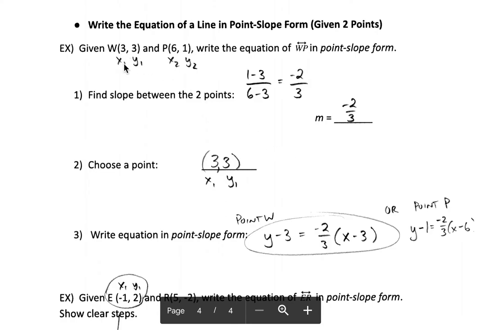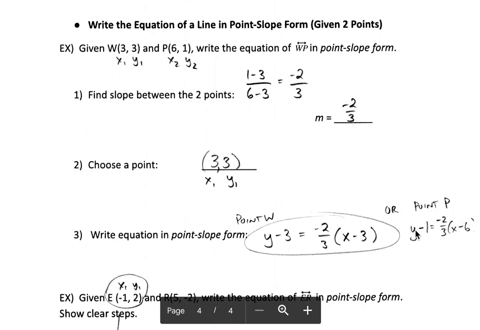If I choose point W, I'm going to say y minus my y value, so y minus 3 equals my slope, negative 2/3, times the quantity x minus whatever the x value of our coordinate is, so x minus 3 again. So there's our equation choosing point W. If I chose point P, I would have y minus 1 equals our slope, negative 2/3, times the quantity x minus our x value of 6 there. It's written a little small there, but there it is.